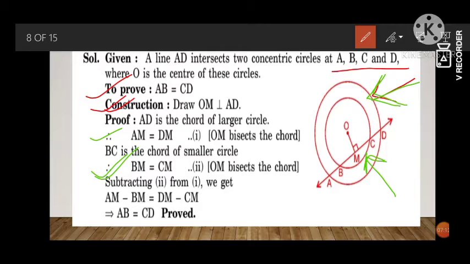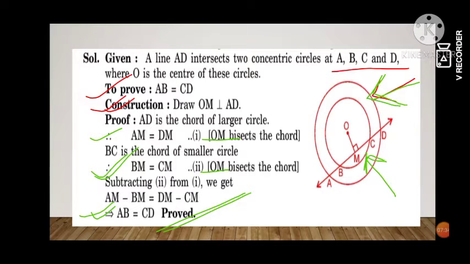Now we have two equations, equation 1 and equation 2. We will subtract equation 2 from equation 1. So we will get AM minus BM is equal to DM minus CM, which implies AB is equal to CD, which is what we were required to prove. So our proof is done.